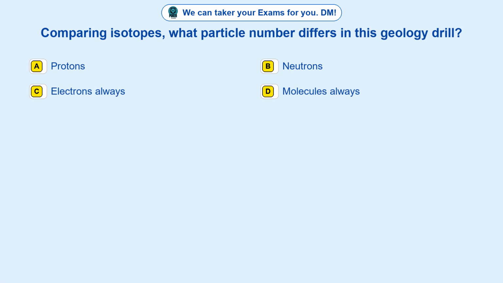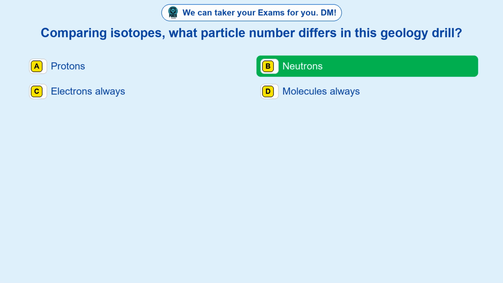Question 42. Comparing isotopes, what particle number differs in this geology drill? Option A, protons. Option B, neutrons. Option C, electrons always. Option D, molecules always. The correct answer is option B, neutrons.